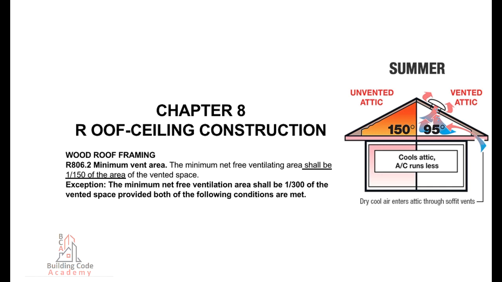R806.2 Minimum Vent Area. The minimum net-free ventilating area shall be 1/150th of the area of the vented space. Exception: the minimum net-free ventilation area shall be 1/300th of the vented space provided both of the following conditions are met.